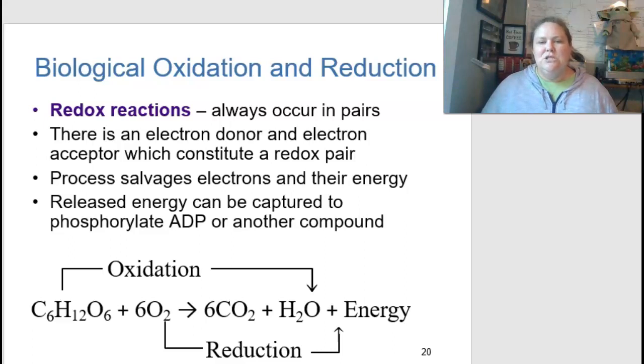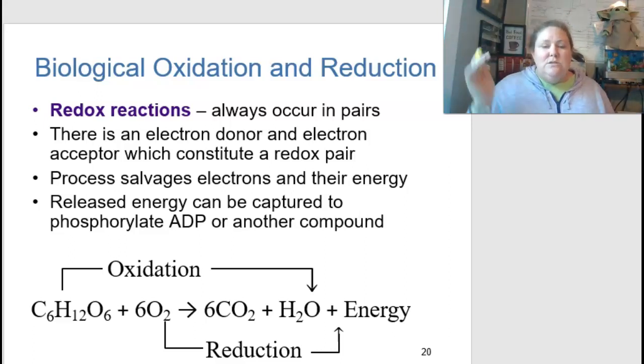And then the released energy can be captured to phosphorylate ADP or another compound. Okay, so phosphorylate ADP. Let's talk about ATP for a second here. ATP stands for adenosine triphosphate. The energy in ATP is stored in between the bonds of the phosphates. So when we break off a phosphate off of ATP, it becomes ADP, or adenosine diphosphate, right? And then it releases energy. So phosphorylation is just the process of adding a phosphate on it. So if we take ADP and we add a phosphate to become ATP, it undergoes the process of phosphorylation.